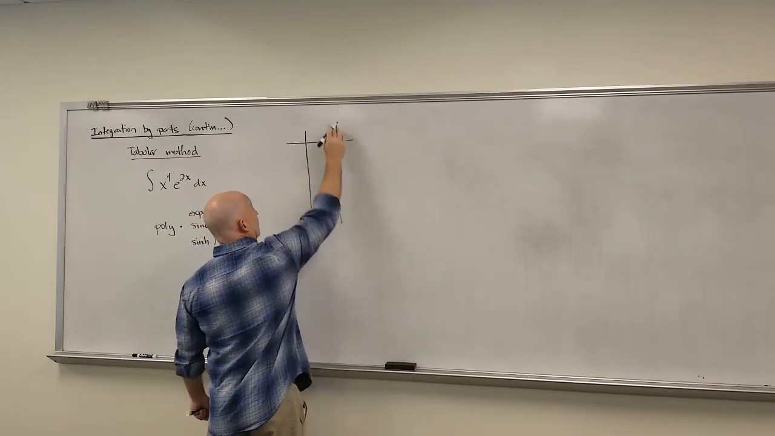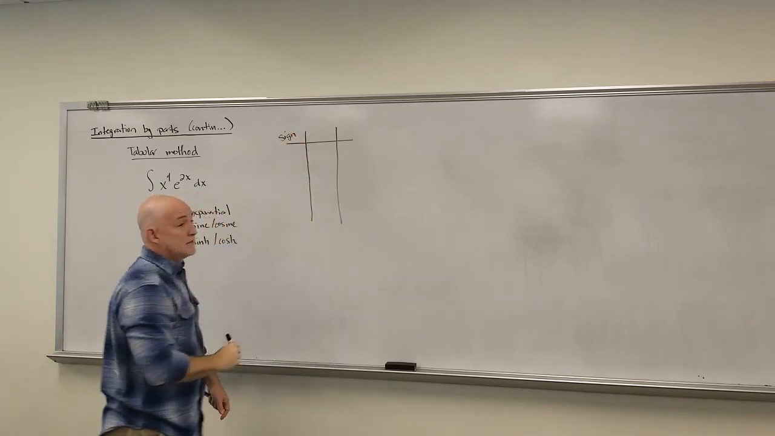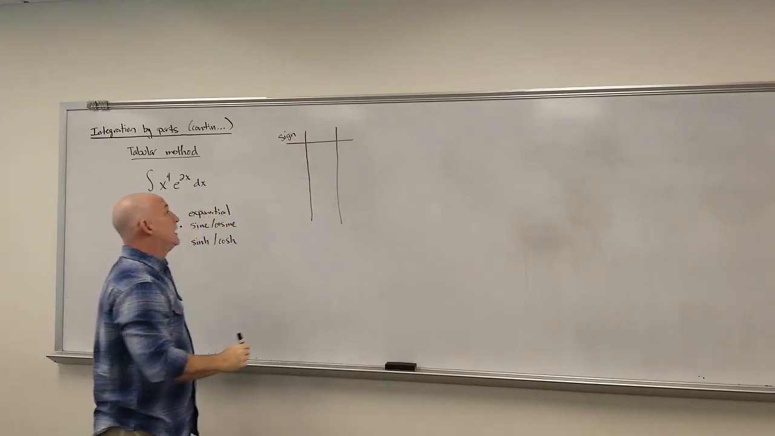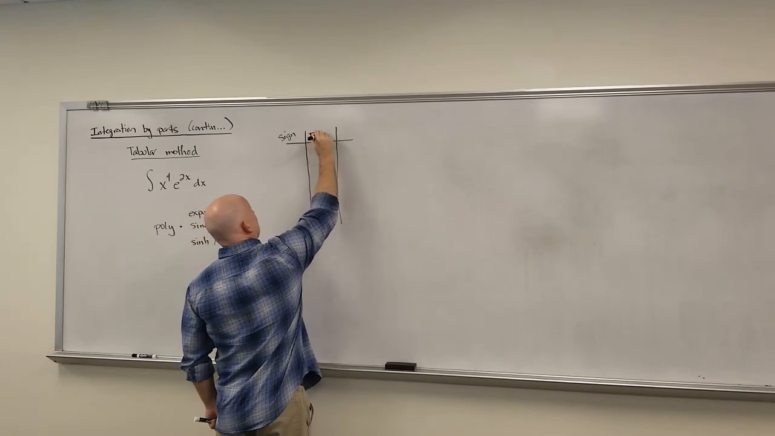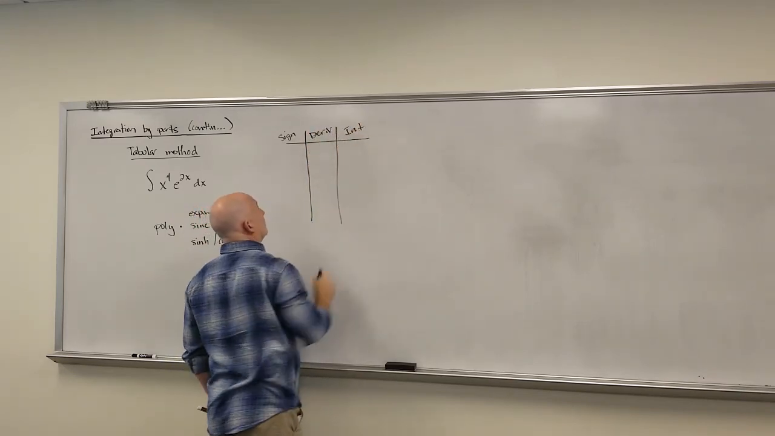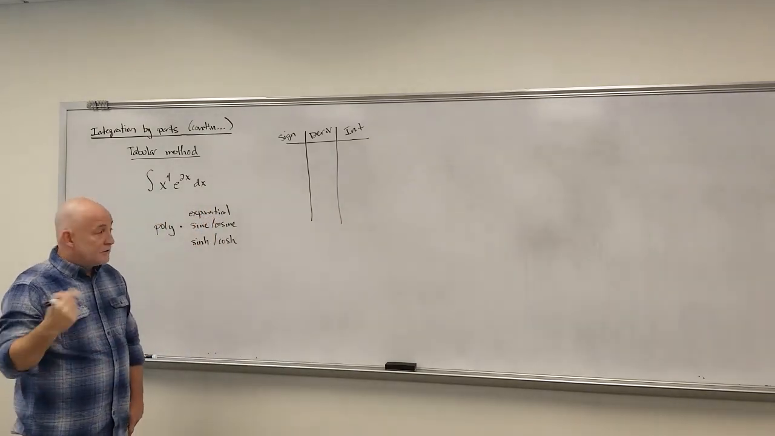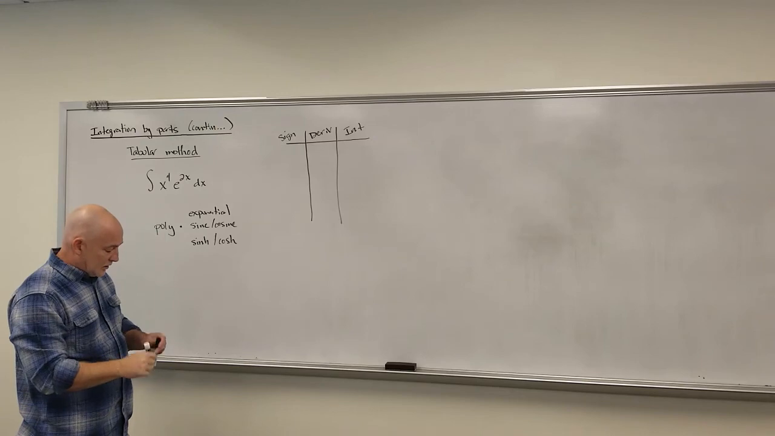Okay, you'll see how many rows you need here in a second. The first one is a sign column, S-I-G-N. The next column is a derivative column, and the third column is the integration column. The sign column always works exactly the same way.